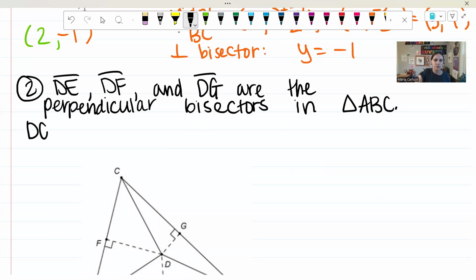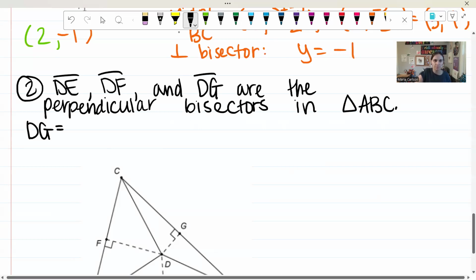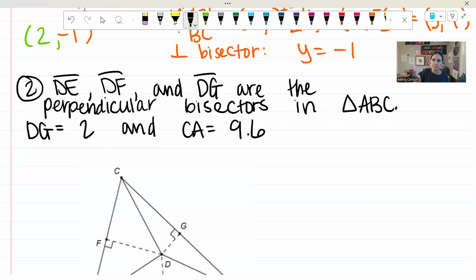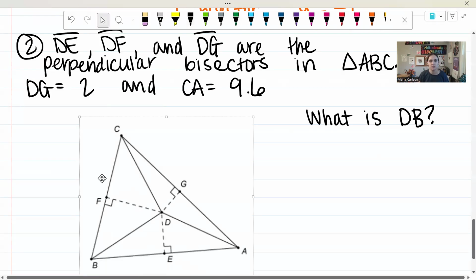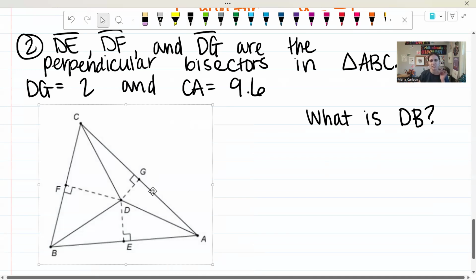DG, the length of DG is 2, and the length of CA is 9.6. Our goal here is to find what is the measure of DB. And here is the image. Please, you could recreate this if you can't print it out. You could draw it pretty quickly in your notes.